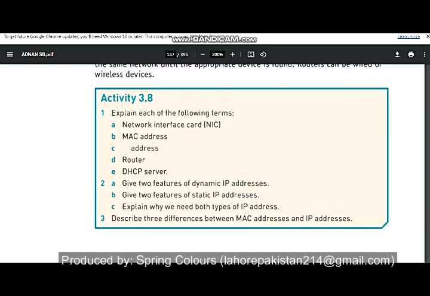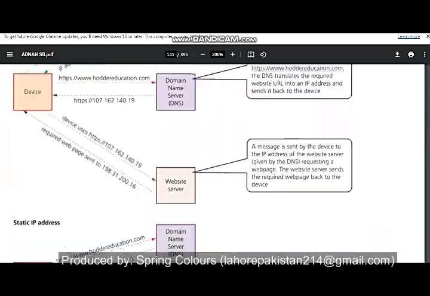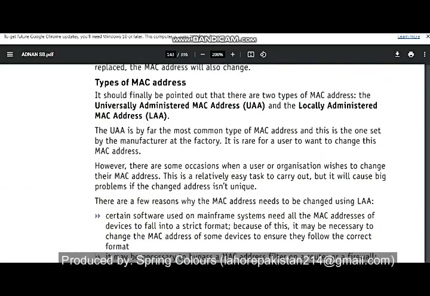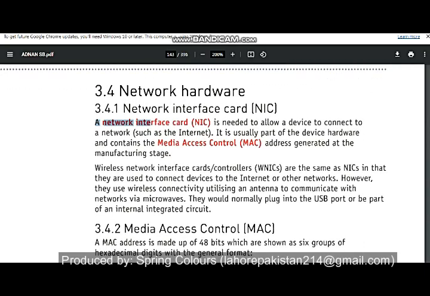Today I am going to solve activity 3.8. In question number 1, you have been asked to explain these 5 terms. The first one is the network interface card. The network interface card is provided with the hardware of your computer or your device in order to connect to the internet, and it contains the MAC address also.